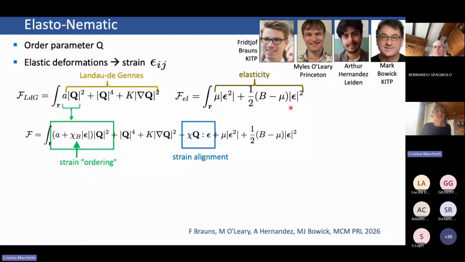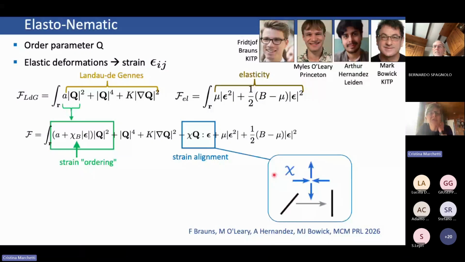When I couple the two, there are a couple of terms that come about that are important. First of all, there is this term that says that the nematic tends to align with the strain. This is well known in nematic elastomers. It leads to what's called the soft elasticity of nematic elastomers. It simply says that if you apply a deviatoric strain to your system, the nematic does tend to align with the principal axis of your strain.